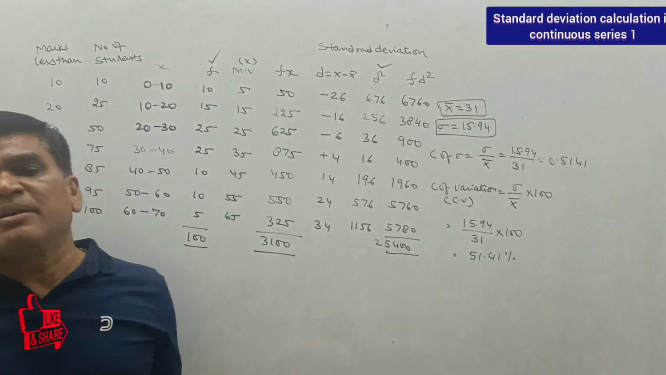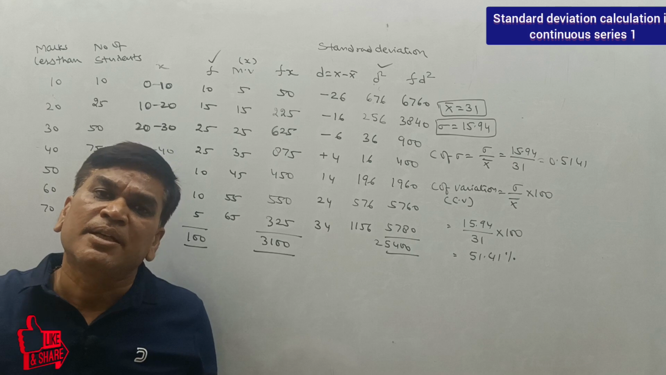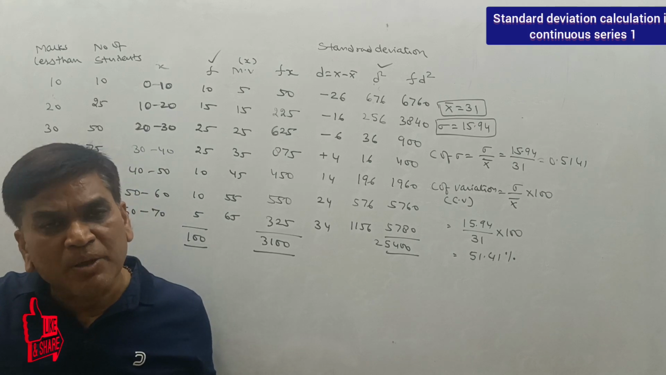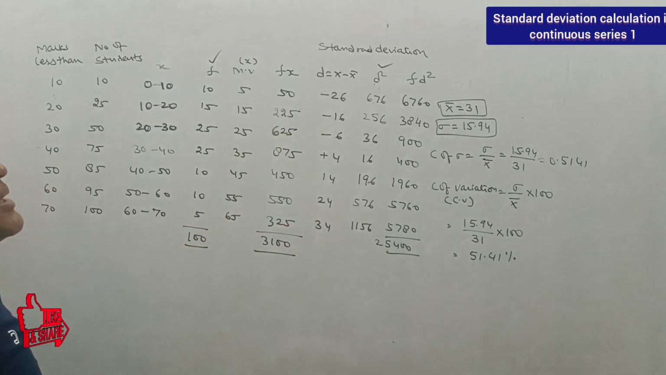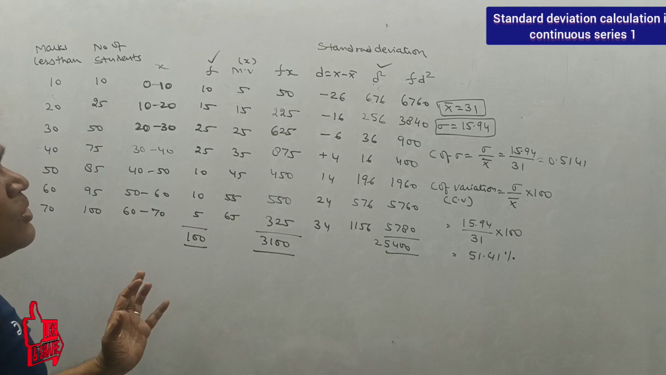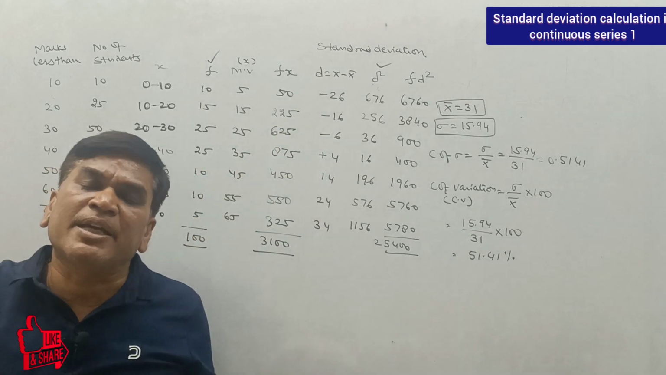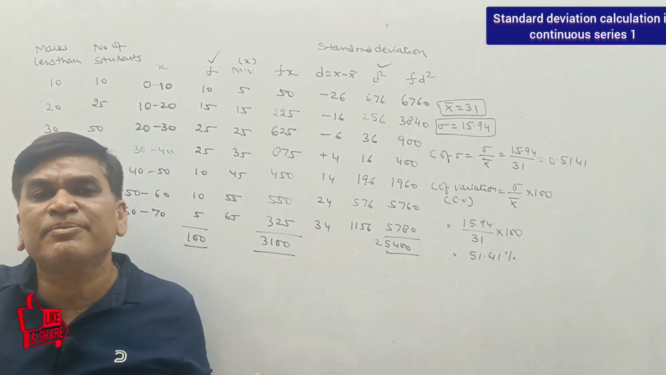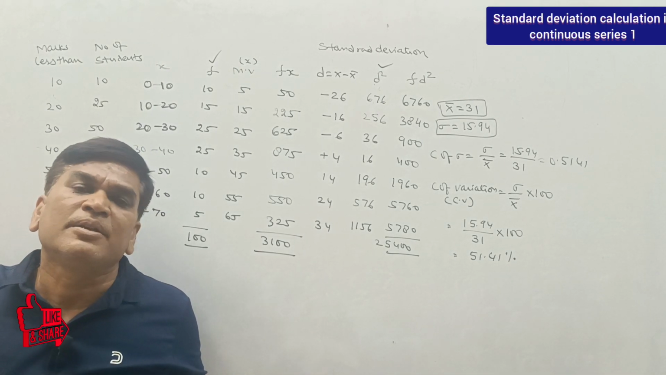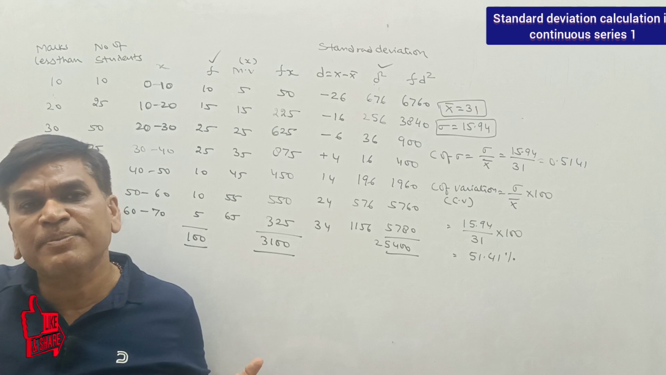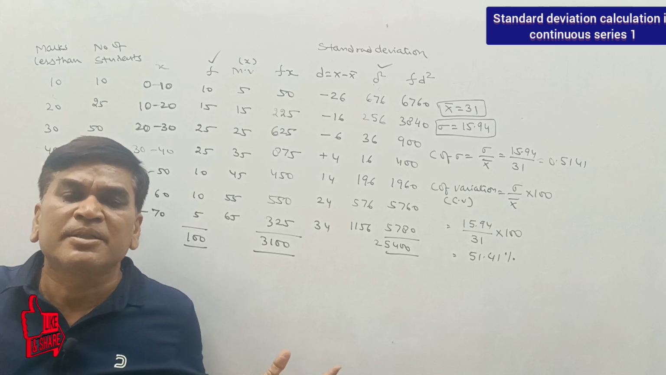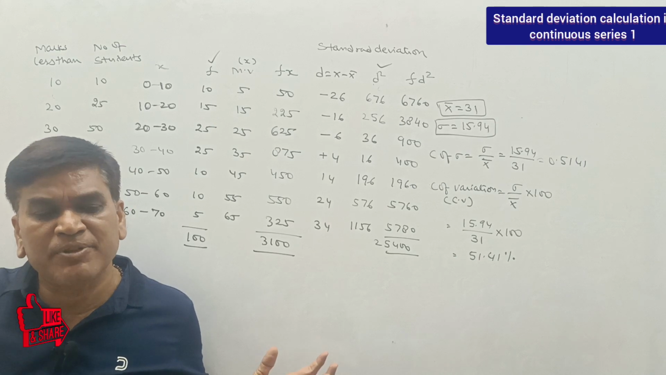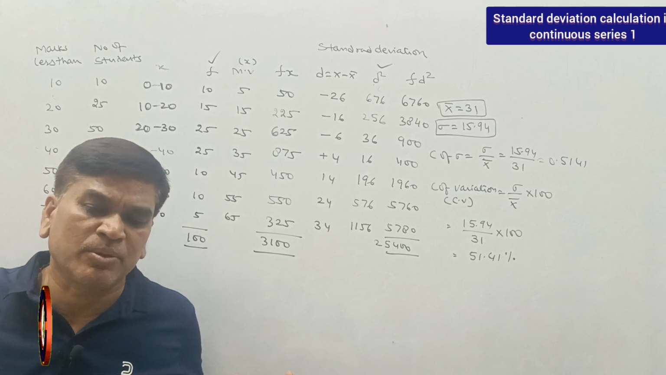So in this question we have discussed, in the case of continuous series, how to calculate standard deviation with the help of the direct method. Here the x bar value is 31, so the direct method is useful. Whenever you get the value of x bar in points, then you should use the second method, that is called step deviation method or assumed mean method.